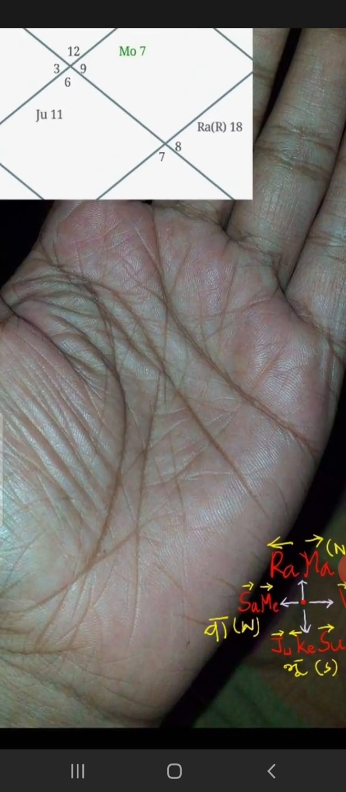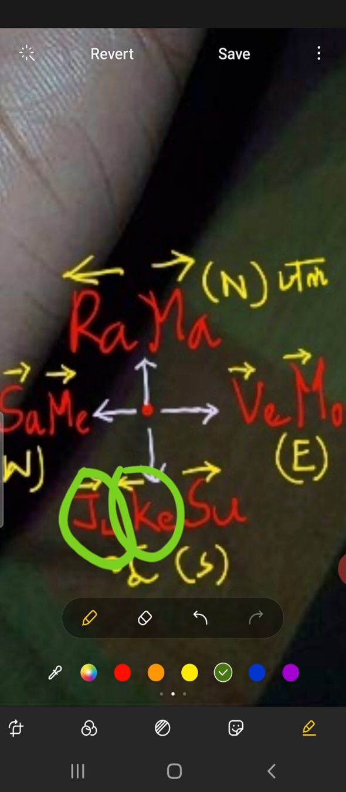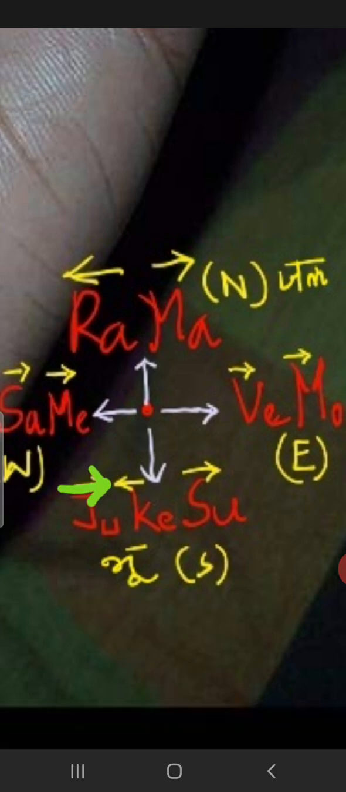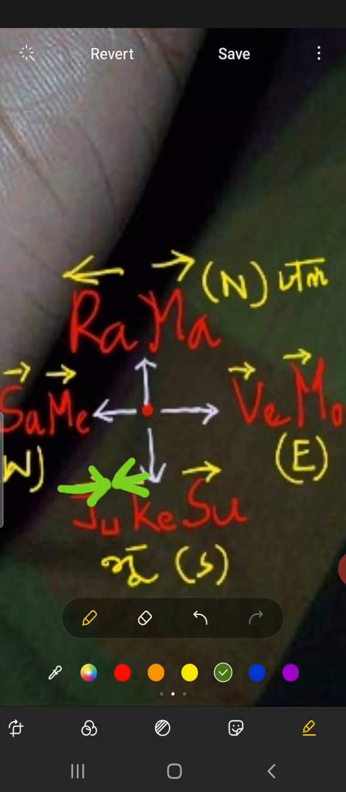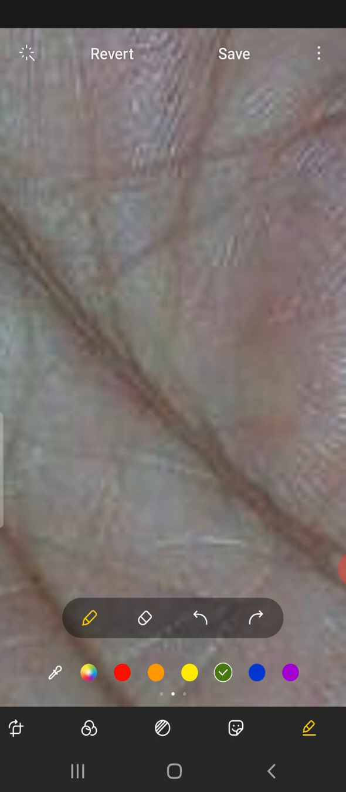Now let us go a step further. You can see that the Jupiter, which is the Brihaspati, and Ketu are close to each other, and Ketu is trying to cross into the Jupiter. Jupiter is moving this way. Ketu is trying to cross into the Jupiter as if to meet the Jupiter. Okay, is that reflecting in the palm? Let's see. You can see that it is reflecting in a slightly positive manner.